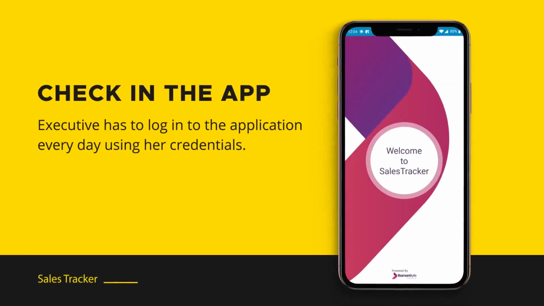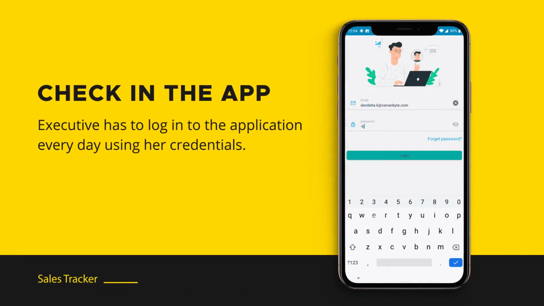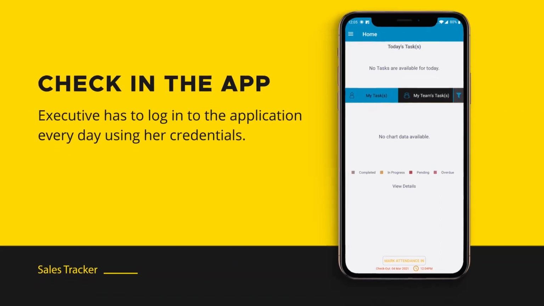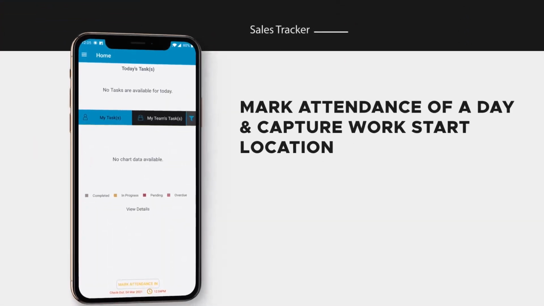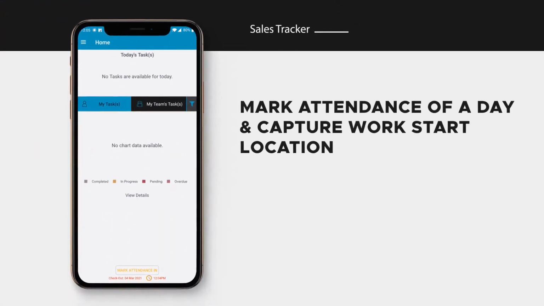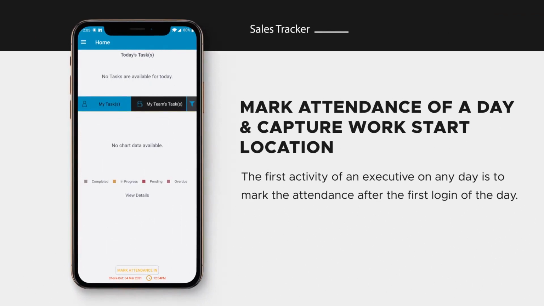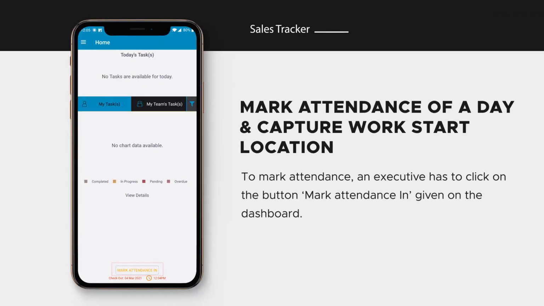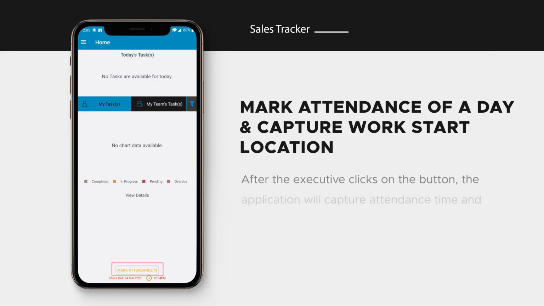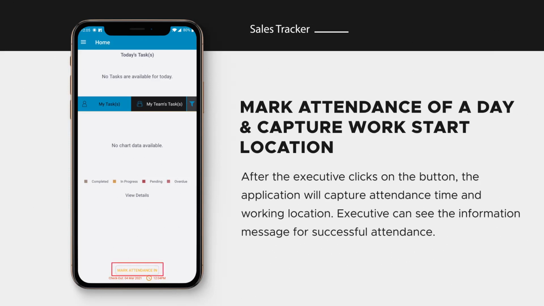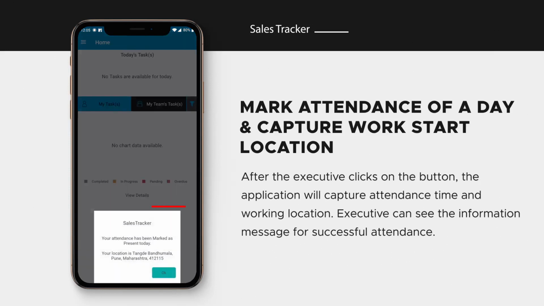Check in the app. The executive has to log into the application every day using her credentials. Mark attendance of a day and capture work start location. The first activity of an executive on any day is to mark the attendance after the first login of the day. To mark attendance, an executive has to click on the Mark Attendance button given on the dashboard. After the executive clicks on the button, the application will capture attendance time and working location. The executive can see the information message for successful attendance.